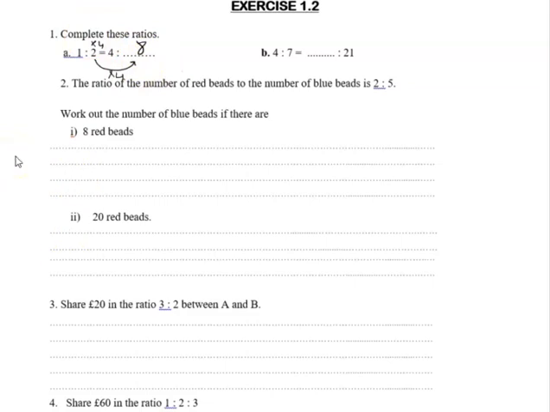Question 3. Share £20 in the ratio of 3:2 between A and B. So the first thing we're going to be doing is working out the total share. Now, £20 is going to be shared between A and B in 3:2, meaning that A will get 3 shares and B will get 2 shares respectively. So what we need to do is add the 3 and the 2 to work out the total shares.